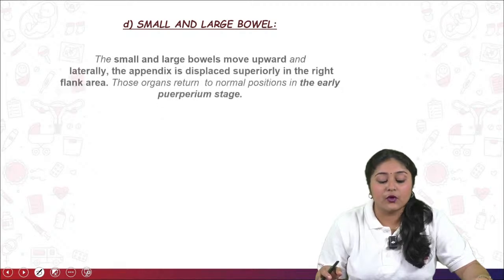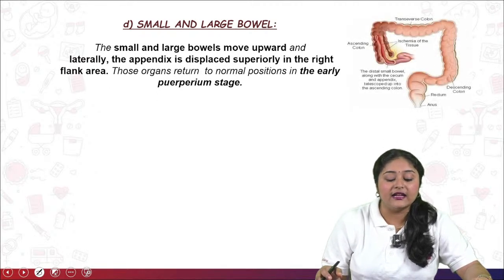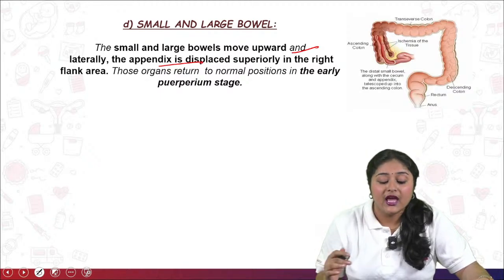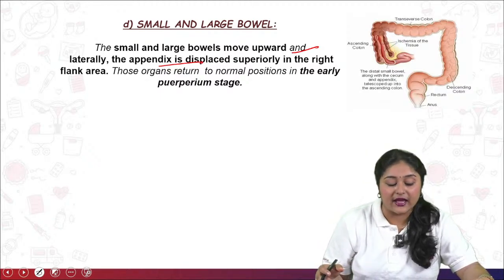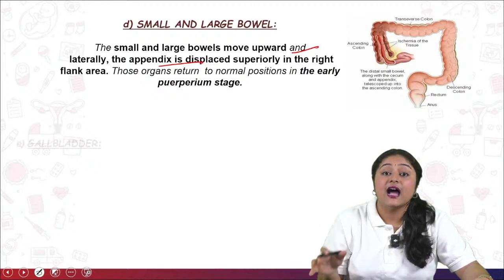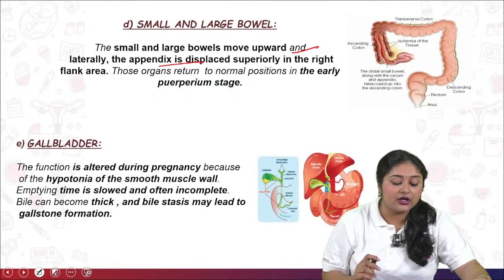Now come to the small and large bowel. The small and large bowels move upward and then laterally, and the appendix is displaced superiorly in the right flank area. Those organs return to the normal position in the early puerperium period. Now come to the gallbladder changes.